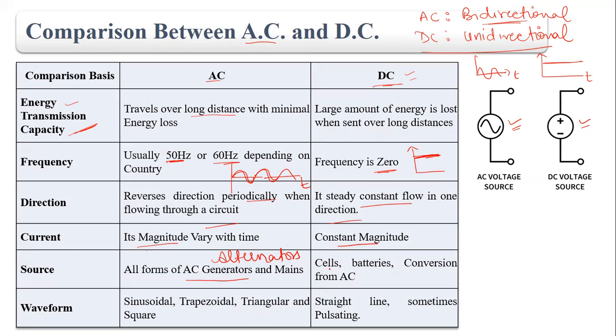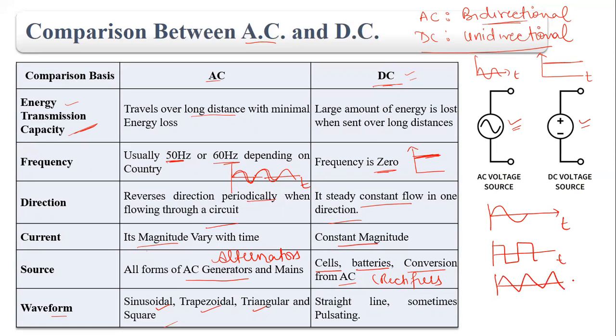However, the sources of DC are cells, batteries, solar cells, and conversion from AC through rectifiers. Then, the waveform representation of AC is either sinusoidal, trapezoidal, triangular, or square, meaning any signal which is bidirectional in nature. Let us say a sine wave, or a square wave, or a triangular wave, or any random signal which is bidirectional. So all such signals are basically alternating signals or AC signals.